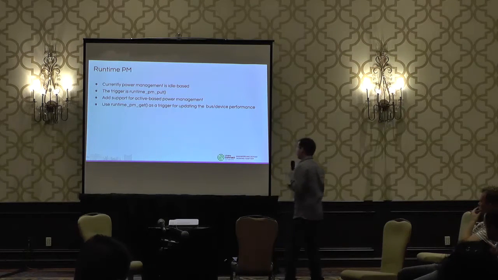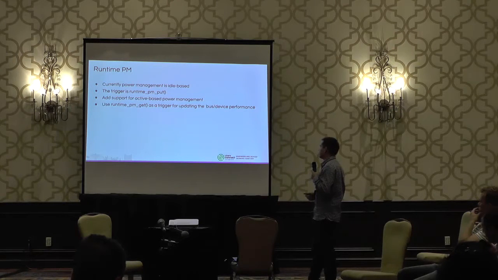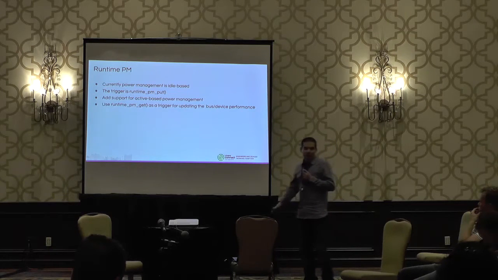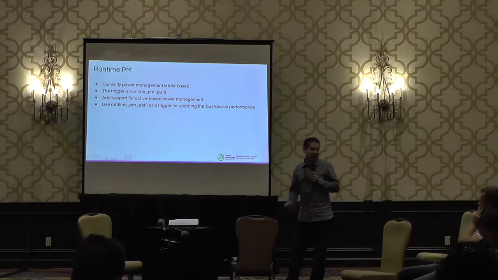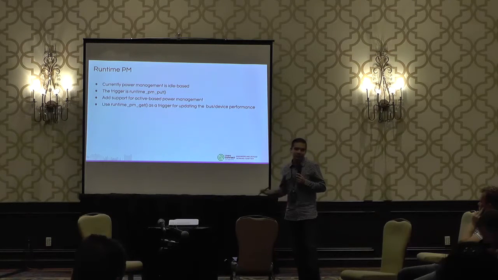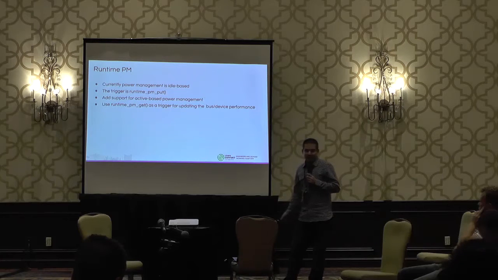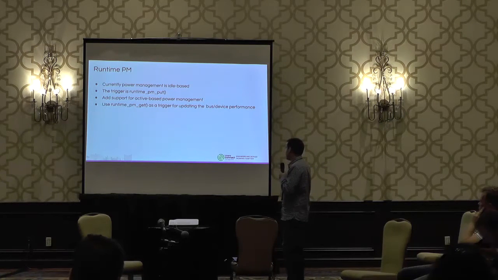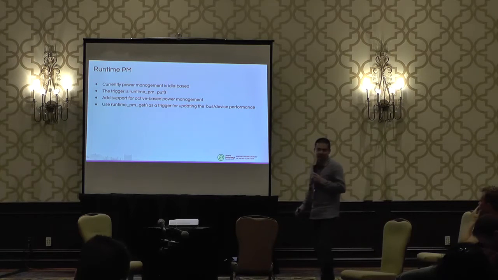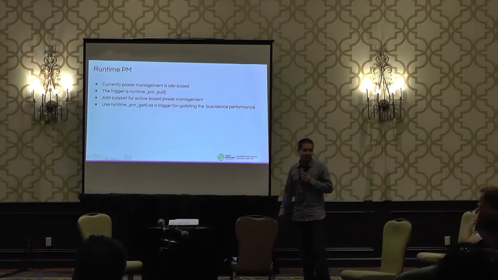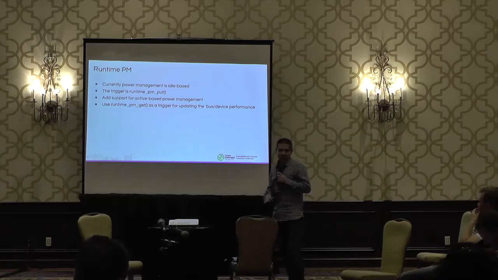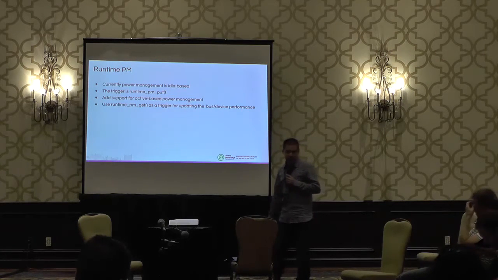Runtime PM, as I said earlier, is idle based, and currently the trigger is runtime PM put. When the device is not in use, it just enters idle, and the device can have an idle function, which is called and does what it has to do for the specific hardware to enter idle mode. So I think that we may use runtime PM get to trigger an update when we want to update the interconnect performance. This will be like a mirror of what we have for idle. We can use the same concept and do this for performance states.